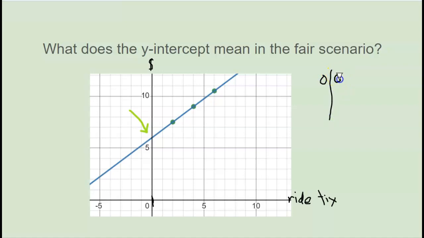what does the 6 mean in this situation? 0 rides is 6 something. I'll let you figure that out right here, 6, where the line crosses the y-axis. If you look here, this is for 2 rides. It's somewhere between $7 and $8, about $7.50 approximately, right? So 2, I don't know if it's exactly $7.50, you decide, but it looks like 2 tickets is very close to $7.50. If you go on 4 rides, it's $9.